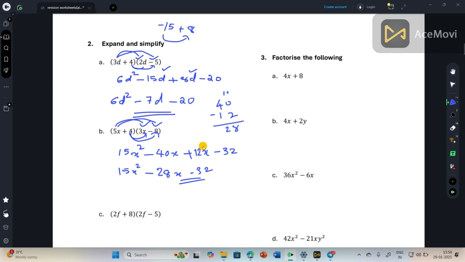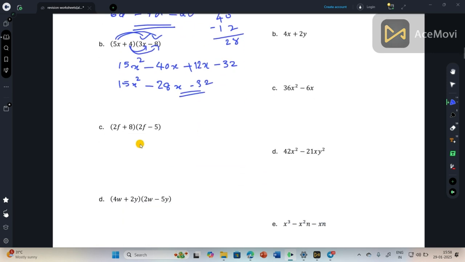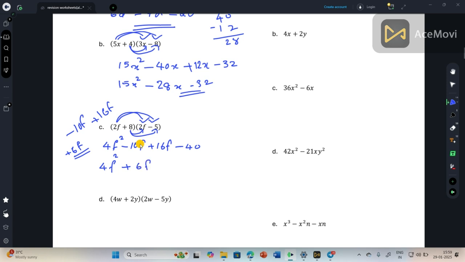If there is any mistake, you can just comment. Okay. Then question number c: (2f + 8) times (2f − 5). 2f times 2f, 2 times 2 is 4f times f, that is f square. Then 2f times minus 5, it's negative, 2 times 5, 10f. Then 8 times 2f, 8 times 2 is 16f. Then 8 times 5, minus 40. Then 4f square, minus 10f plus 16f. So we need to subtract 16 minus 10, it is 6, and the sign of the larger number is positive, so positive 6f is the answer, and then minus 40.